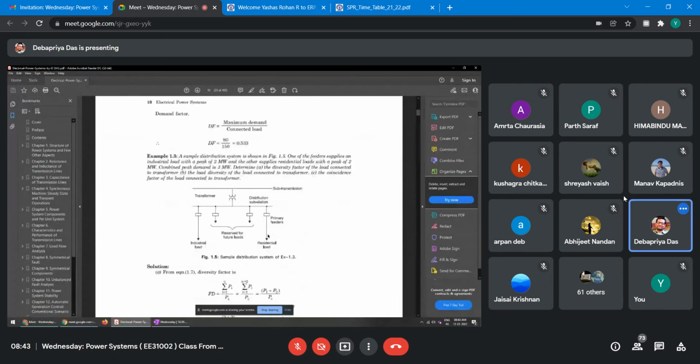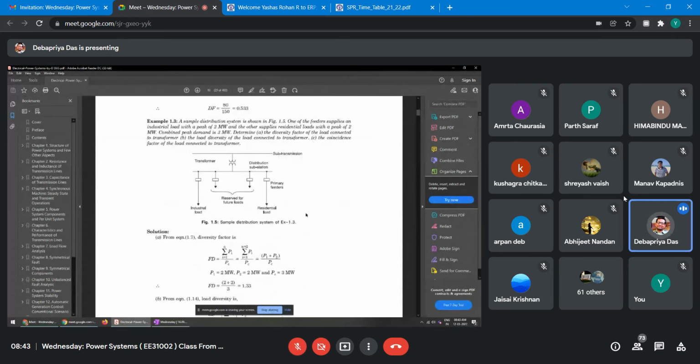Next, this example. I'm explaining everything such that later you will not face any problem. A sample distribution system is shown in the figure. This is the sub-transmission system. This is a step down transformer, right? So there are two feeders. A feeder means a distribution line which is feeding power to the different loads.